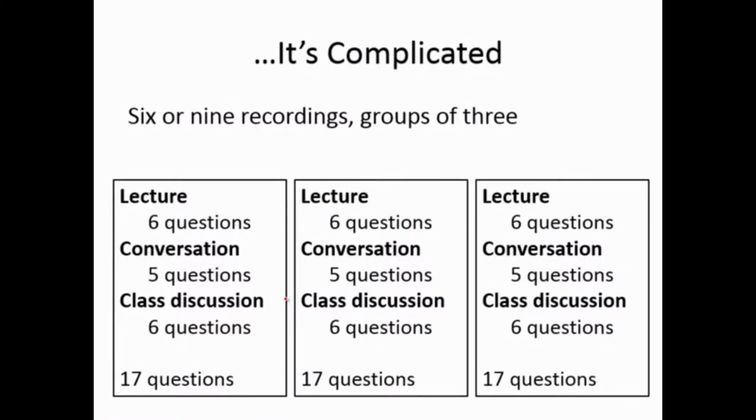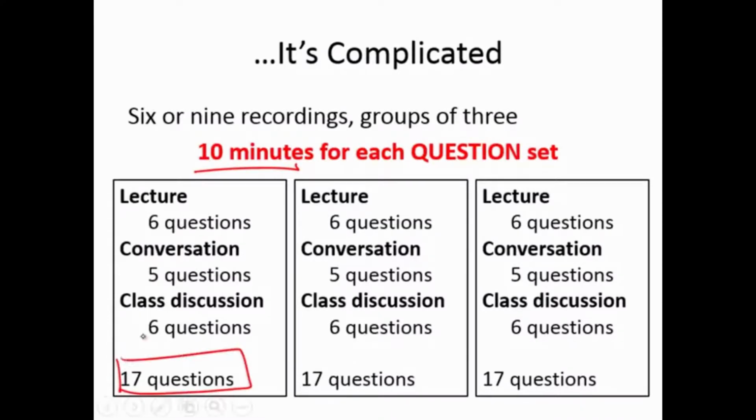This is key because the timer counts for each set of 17 questions. For each set of 17 questions, you get 10 minutes. And notice, this 17 questions is counting the questions for the lecture, conversation, and classroom discussion. If you add those together, they make the 17. So you get 10 minutes total for all of these questions. And then you get 10 minutes here, and then 10 minutes here. So the timer is separated by these sets of 3.